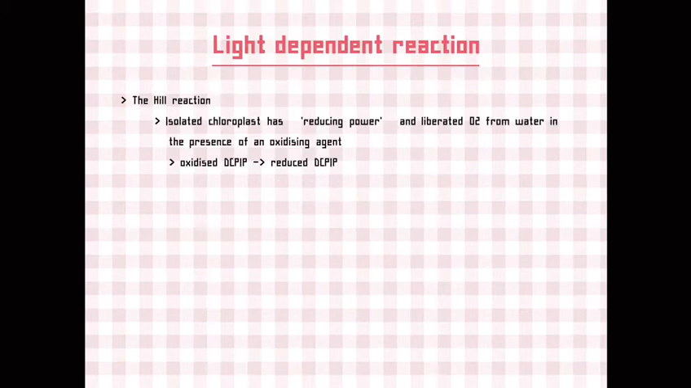In reference to Robert Hill, who claimed that isolated chloroplasts had reducing power and liberated oxygen from water in the presence of an oxidizing agent, we can use this knowledge to investigate the effect of light intensity or of light wavelengths on the rate of photosynthesis of a suspension of chloroplasts. Blue-dyed DCPIP can be used in this experiment. When it is reduced, the color changes from blue to colorless.